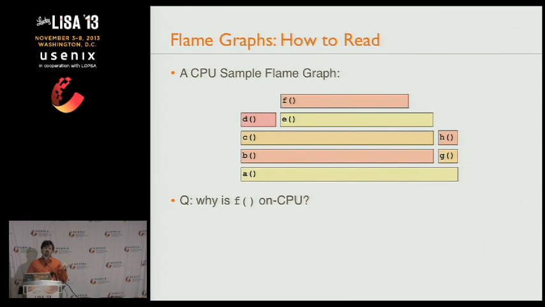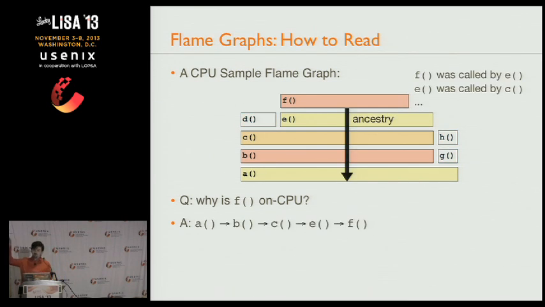The next question, let's say it was a spin lock. And it's like, OK, so I'm spinning the most. Why am I spinning the most? Why is F on CPU? That's when I can look down at the ancestry. Well, F's on CPU because F was called by E. E's on CPU because E was called by C, and so on. Great. So the bulk of the flame graph is actually showing you the ancestry of how you ended up at the code that's running.